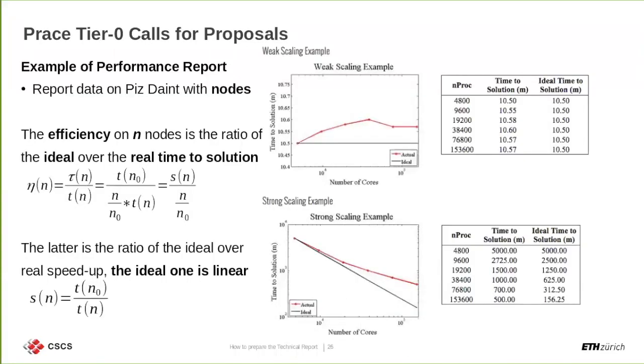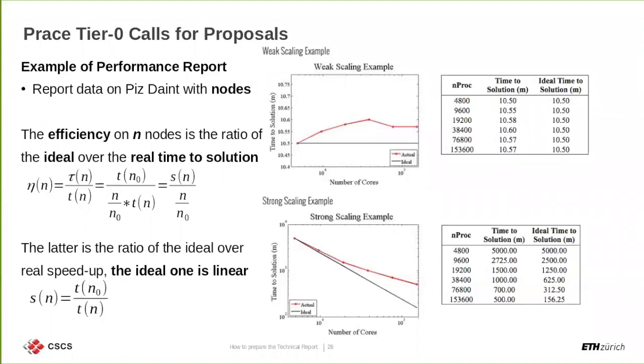So this is an example extracted from the template for T0 calls for proposals. On the right side, you have the example from the template, but you see in the table, there are n prop mentioned. So please, in case you report data for preparatory projects, use nodes instead, because you are given an allocation for the preparatory project with node hours, nodes. So it makes more sense to put nodes, and it's much easier for us to evaluate your proposal.